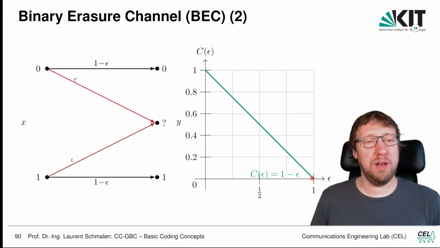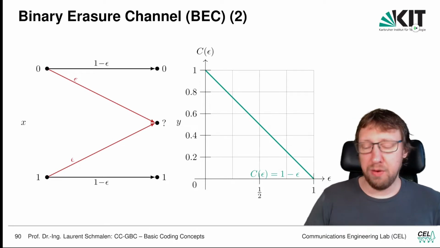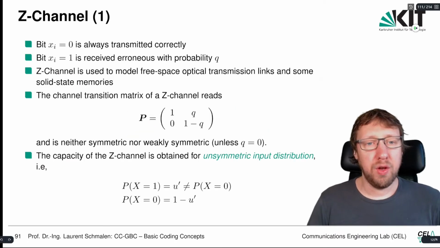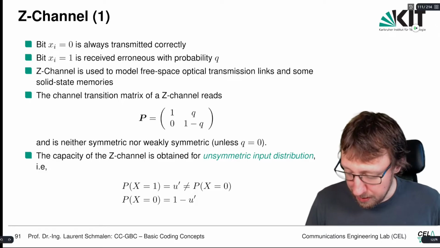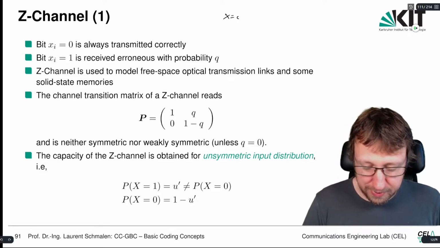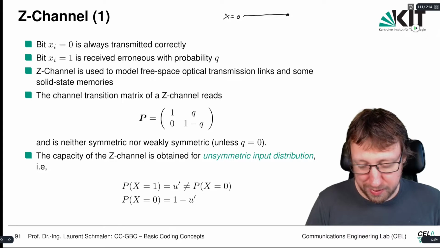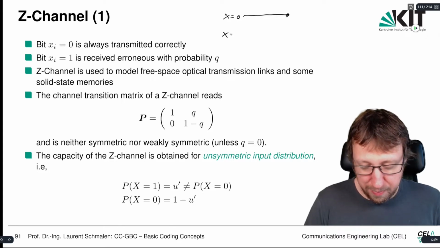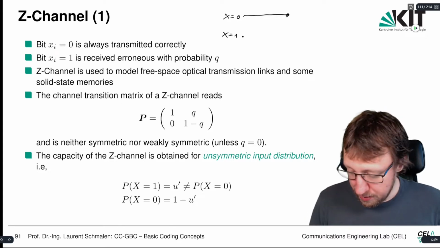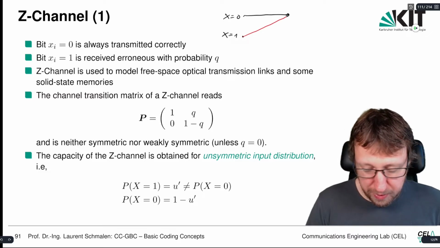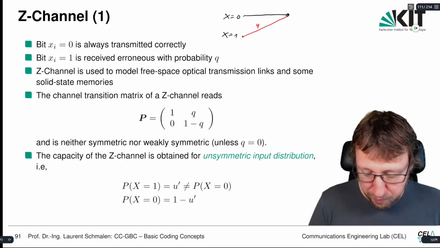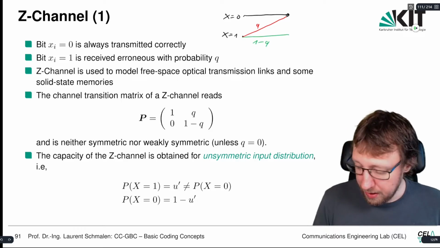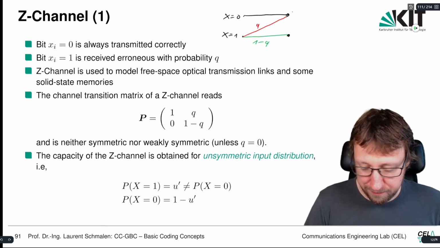And the input should be uniformly distributed. So that's the binary erasure channel. But we have a Z channel. Remember, the Z channel: a bit x equals 0 is always transmitted correctly, and a bit x equals 1 is transmitted to bit 0 with probability q. And with probability 1 minus q, it is received correctly.